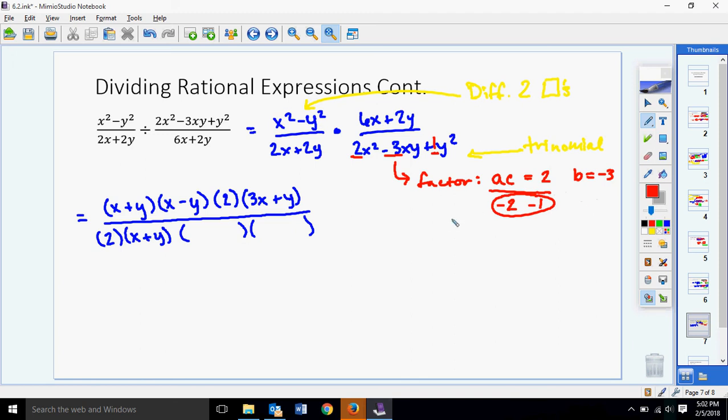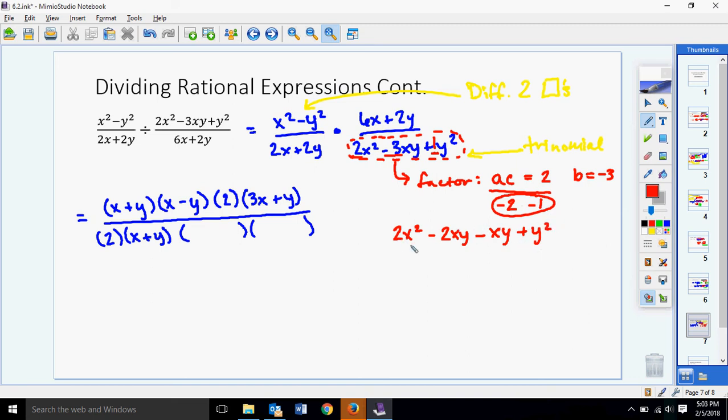Now I'm using these factors to rewrite this trinomial. I'm rewriting the middle term -3. My first term stays 2x squared, but instead of writing -3, now I can write it as -2xy and a -1xy. The 2 and the -2 and -1 came from these factors that multiply to 2 and add up to -3. And lastly, I still have my plus y squared.